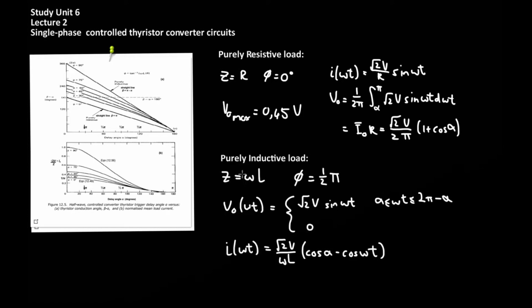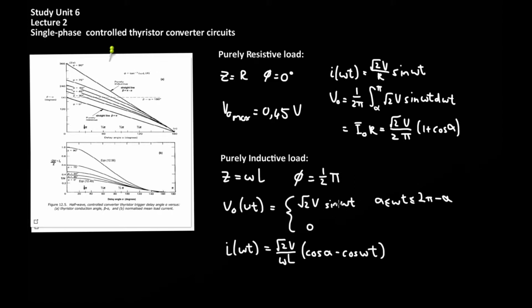For a purely inductive load, the impedance Z which is seen is only the inductive part, or the reactive part, of the load, which is given by omega L. The maximum angle phi is given by pi over 2. So the output voltage as a function of omega t can be expressed as root 2 V sine omega t.